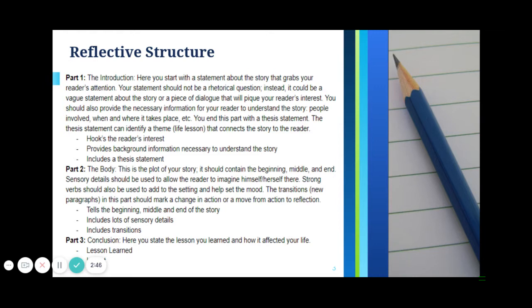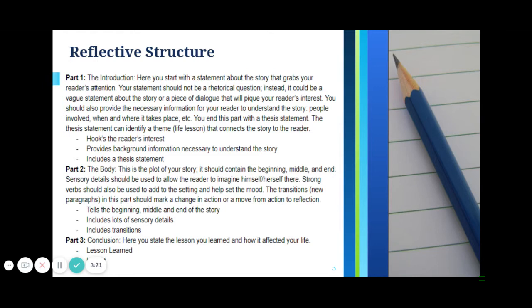Then part 2 for the reflective structure is your entire story. It is the beginning, middle, and end of your story. You describe the small moment with lots of details, giving the feelings, emotions, actions, reactions, the setting, all of that information in lots of detail for your reader here. You should use a lot of sensory details and strong verbs. Make sure you use transitions so that your reader can follow the flow of the story and what happened when. And that's what goes in part 2.